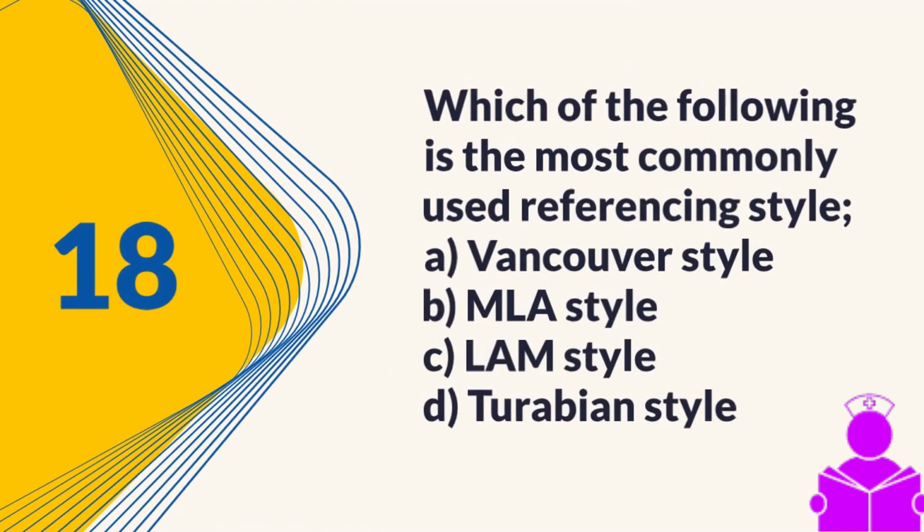18. Which of the following is the most commonly used referencing style? A. Vancouver style, B. MLA style, C. Lamb style, D. Turabian style.